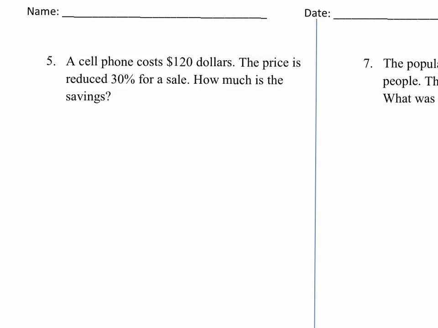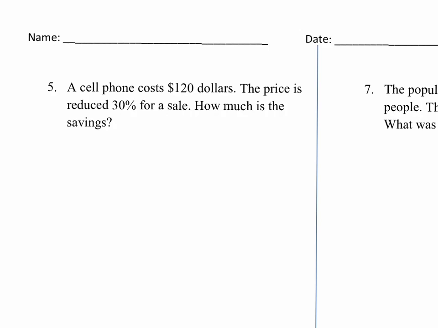Number 5. A cell phone cost $120. The price is reduced 30% for a sale. How much is the savings? The price was reduced. This would be considered a markdown or even a discount. So we have to find what 30% of 120 is.